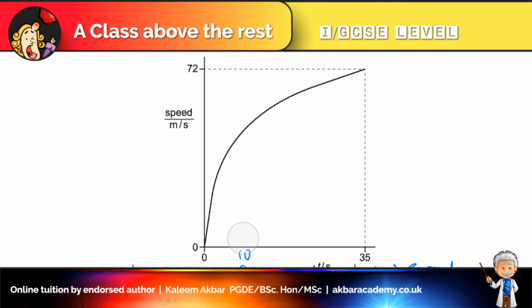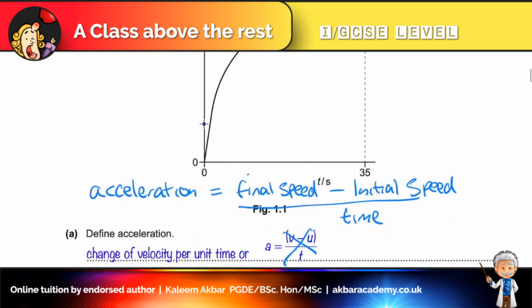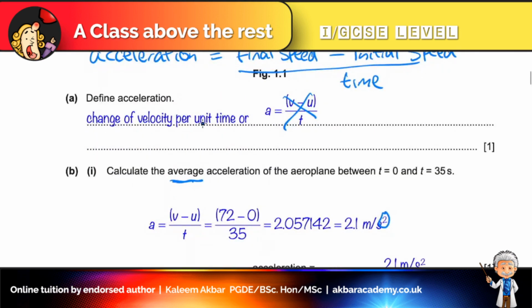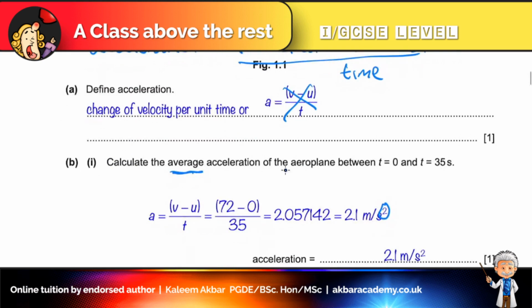So what do we do? We do a equals v minus u over t, 72 minus 0 over 35, and we get 2.057142 meters per second squared, and when rounded correctly, 2.1 meters per second squared. A bit harsh for one mark.